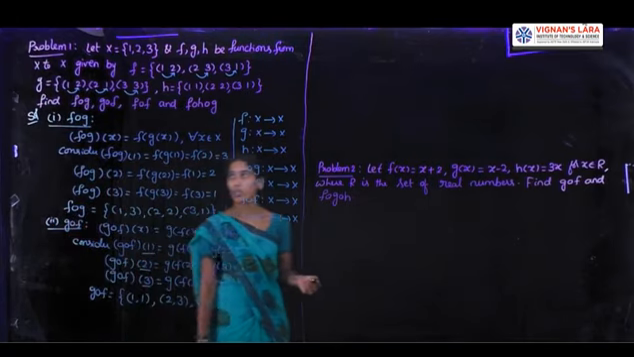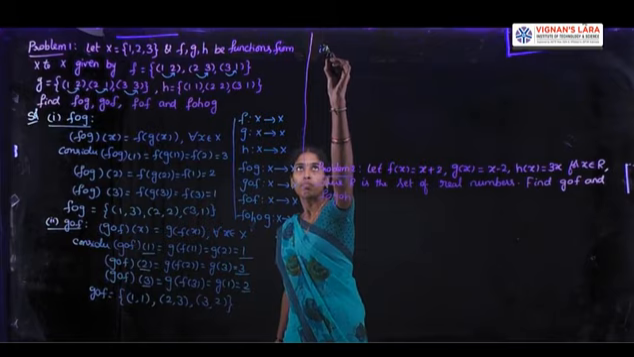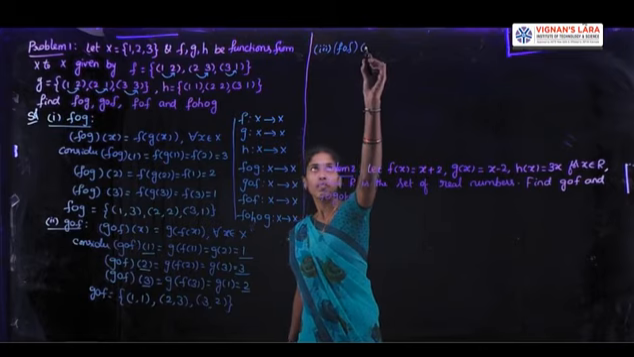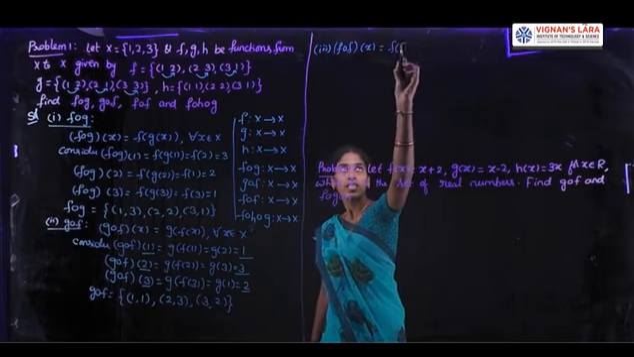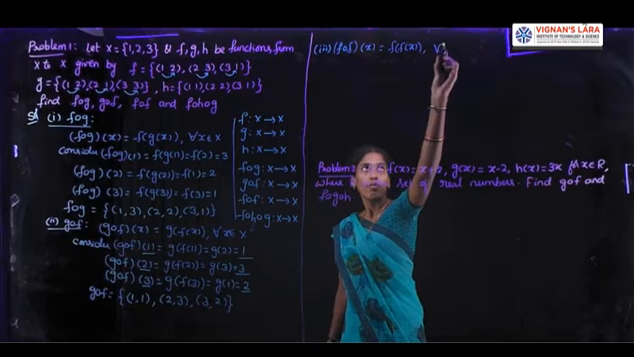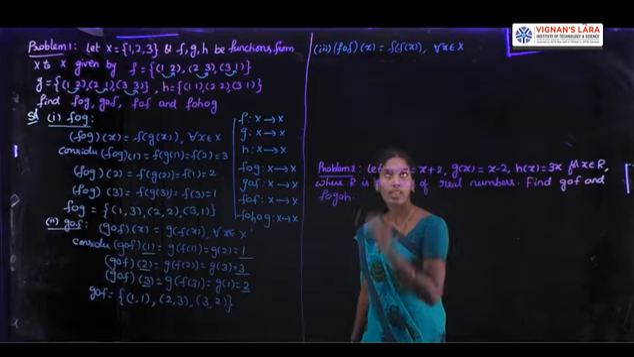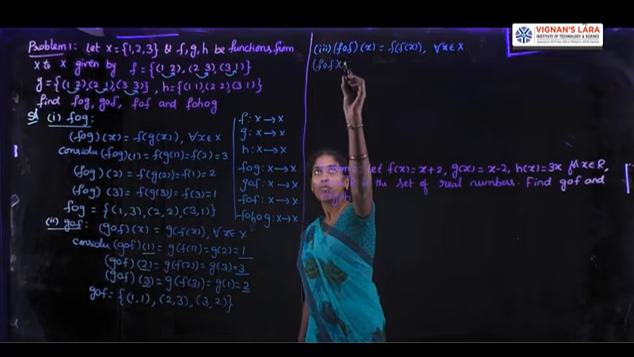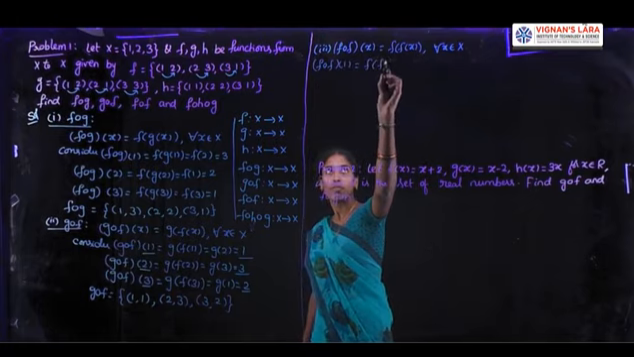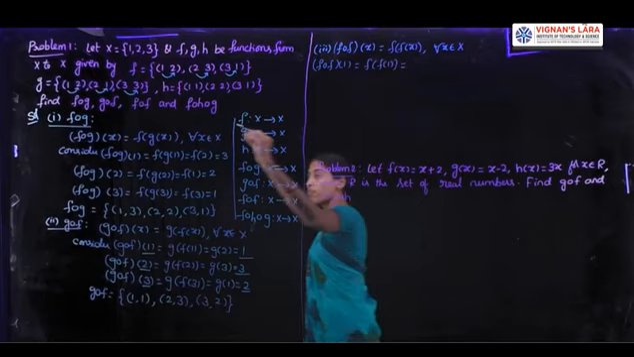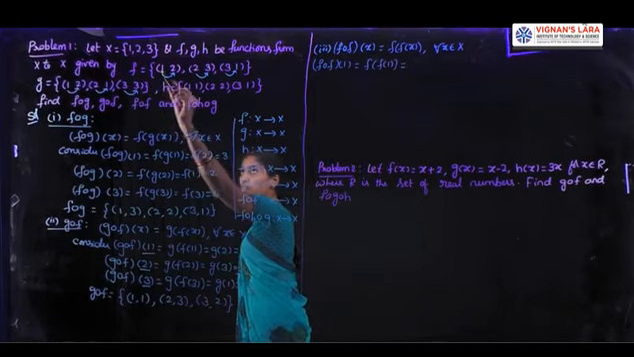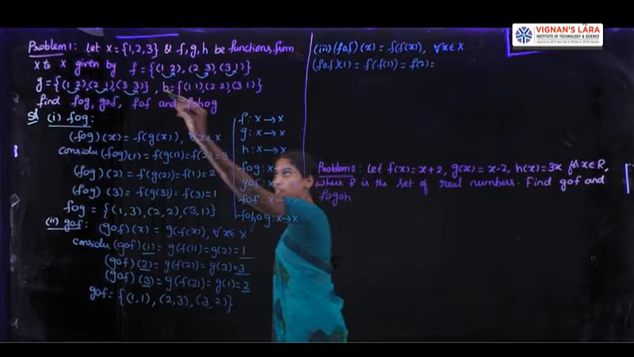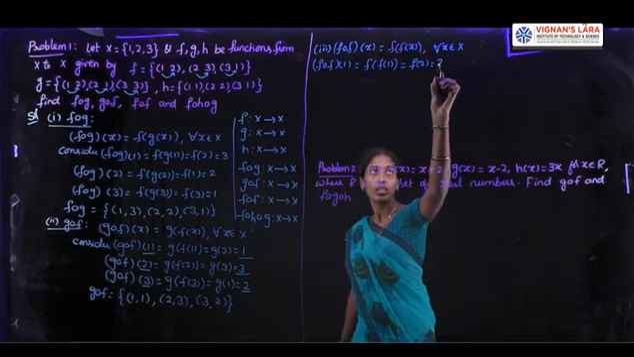Now we see the third one. What is the third one? F circle F. How can we define this F circle F? F circle F of x is F of F of x for each x belonging to set X. Right, now we start with the first element. F circle F of 1 is equal to F of F of 1. What is F of 1? In the given function F, 1 is mapped to 2. In the given function F, 2 is mapped to 3.